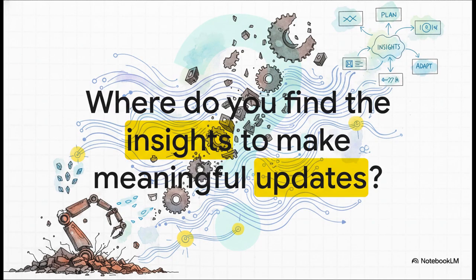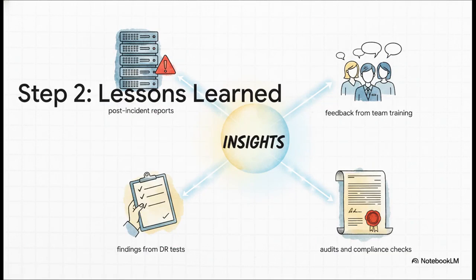Now, being proactive with reviews is essential, but let's be real. Some of the most valuable data comes from the reactive moments, from things actually happening. So where do you get the really juicy insights that lead to truly meaningful updates? This is where the rubber really meets the road. Step 2, capturing lessons learned. And these lessons come from everywhere. Every real outage, even a tiny one, gives you a post-incident report full of gold. Every DR test you run, every drill, every team training session, they all generate feedback. What went smoothly? Where did we stumble? What confused the team? All that, plus your formal audits, becomes this treasure trove of raw, practical data you can use to make your plan better.